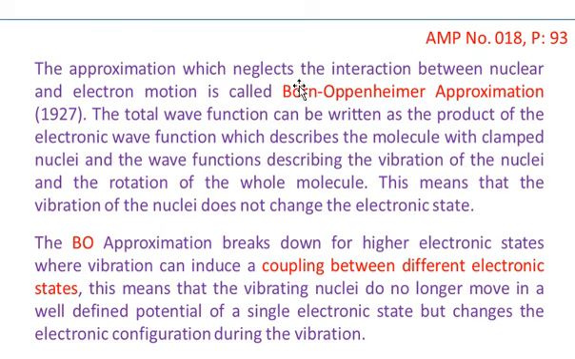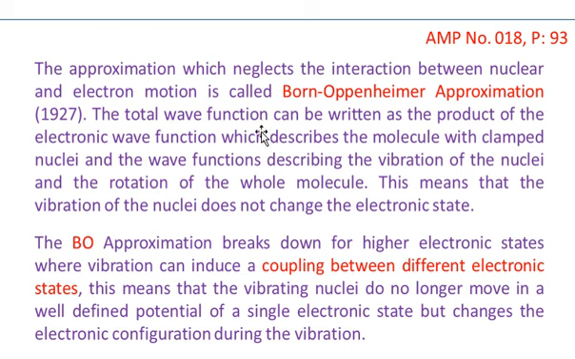The approximation which neglects the interaction between nuclear and electron motion is called the Born-Oppenheimer approximation. So you see that since we are applying this condition, it means that we are neglecting any interaction between the nuclear and the electron motion.